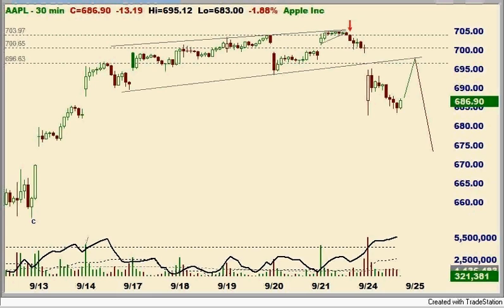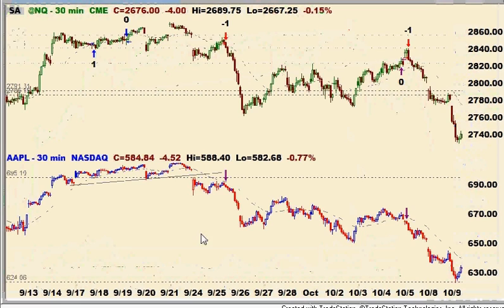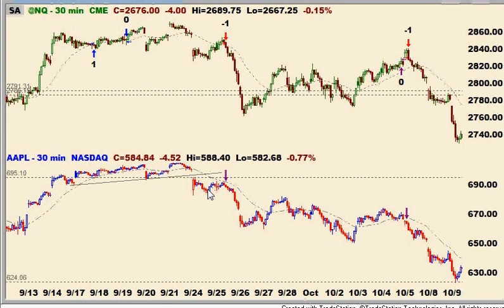We were looking for a possible rally up to about 695 or so in Apple. Well, it didn't quite get that high. Here's actually the updated chart, and this is a mechanical system that uses Apple as a leading indicator and trades the Nasdaq futures. I make no claims of profitability whatsoever on these systems, but I do use them to glean information about how the markets work and what indicators actually work in terms of real mechanical testing.